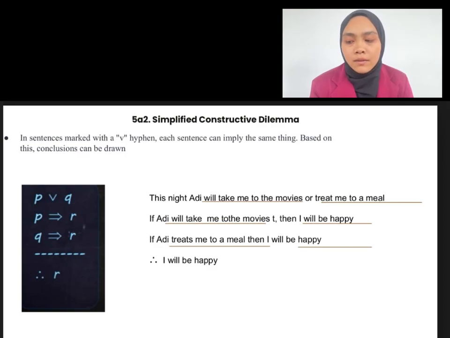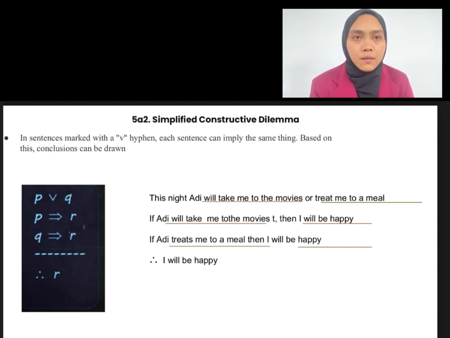For example, if it rains today, I'll stay at home. And if my friends come, then I'll go for a walk. Both are conditional statements. If we know that it's raining today or my friends are coming, then we can conclude that I'll stay at home or I'll go for a walk.